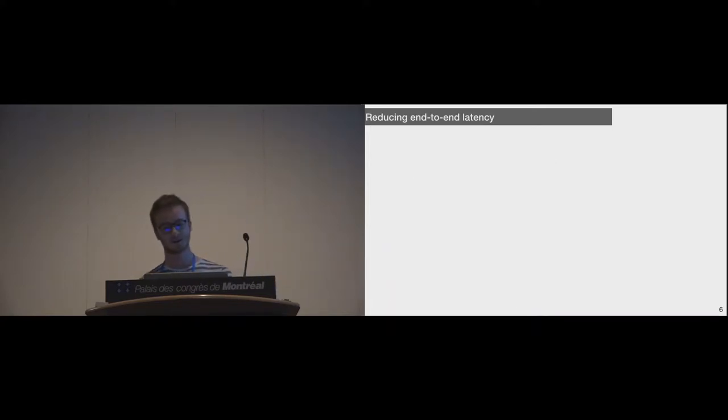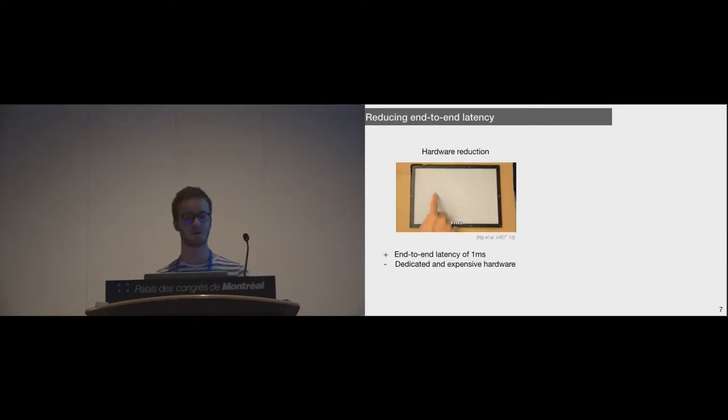There are two approaches to reduce the end-to-end latency of a system. The first one is to reduce it by improving the hardware. For example, like in this video, by building a homemade touchscreen capable of 1 millisecond of end-to-end latency. Globally, the hardware approach needs dedicated, expensive, high-frequency input-output hardware. Moreover, this approach has not been tested with real UIs displaying complex information.